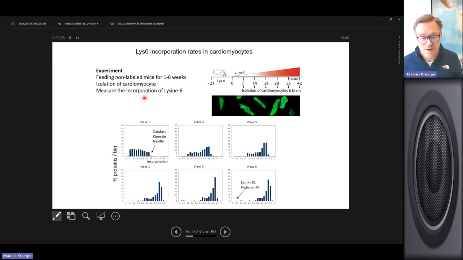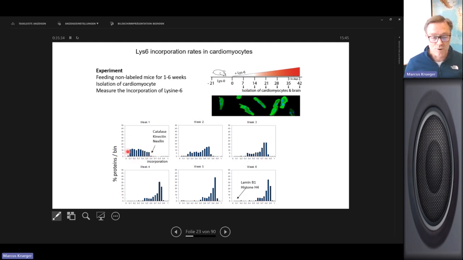And that is what we see again. We counted the proteins in these bins, which were labeled for different incorporation. This is now a relative labeling: 0 means no labeling, 1 means 100% labeling. And what we see is that most of the proteins after 1 week in cardiomyocytes are labeled between 20 and 50%, right?